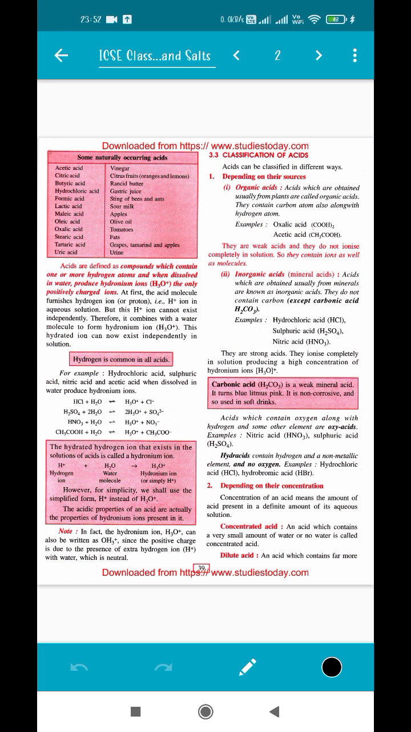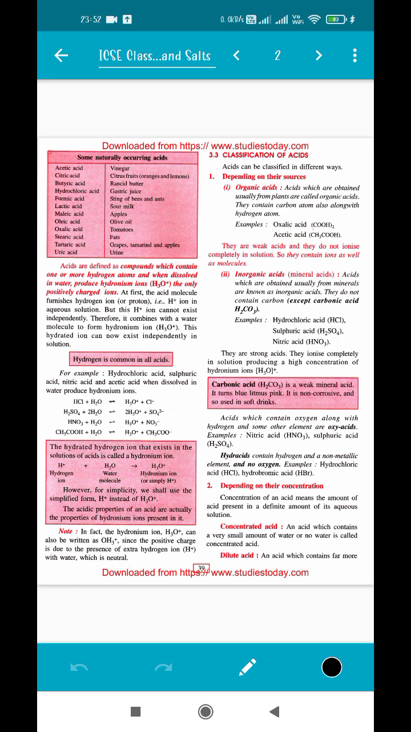As you can see in the very next reaction, HCl plus H2O gives H3O+ plus Cl-. So whenever an acid is dissolved in water, the first positive ion which will be produced is the hydronium ion, and along with that, any other non-metallic ion will be formed. Similarly, let us come to HNO3 plus H2O. We see again H3O+ is forming, along with that NO3- is forming. So hydronium ion is the most important thing which is formed whenever an acid is dissolved in water, and each and every acid contains hydrogen atom as its constituent.